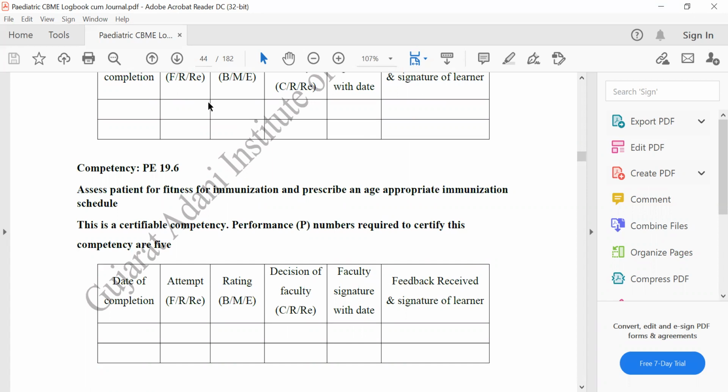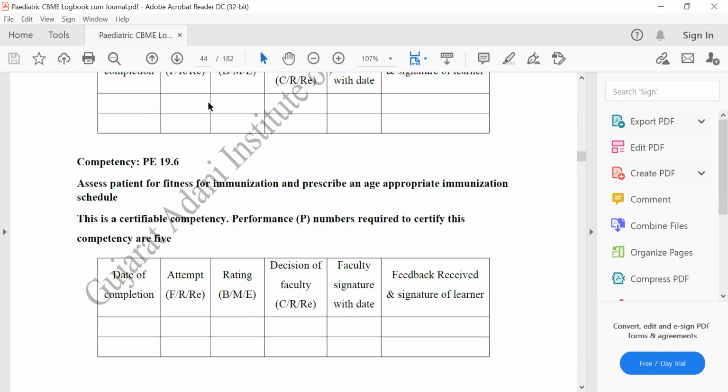What we will teach in the clinical posting should be mentioned in the logbook. And for all the certifiable competencies, students should be aware of which competency we are going to assess and certify, because we will certify that a student has completed these 23 competencies, the logbook will be completed, and only after that a student will be able to appear in the university examination. So we should give some weightage to the logbook, and also mention some criteria for the certifiable competency, as I have mentioned in this.